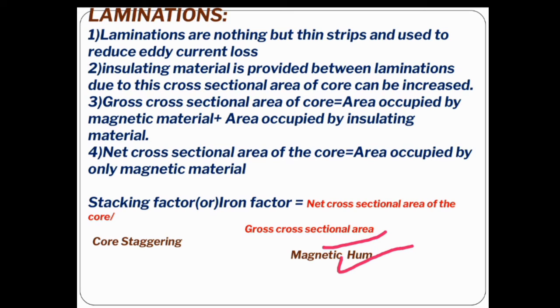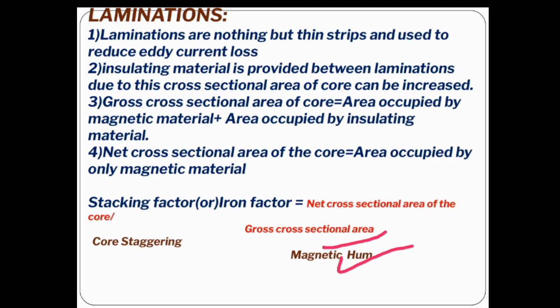So this is about the basic core construction and laminations. Till now we discussed the core construction. The core is made with silicon steel. Why is silicon steel used? There are some reasons to use silicon steel. Another important thing about the core that we have to remember is laminations. So what are the laminations?